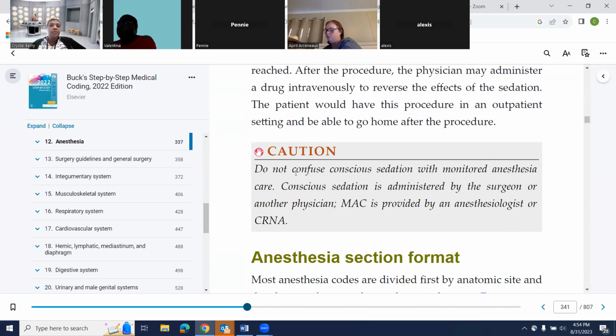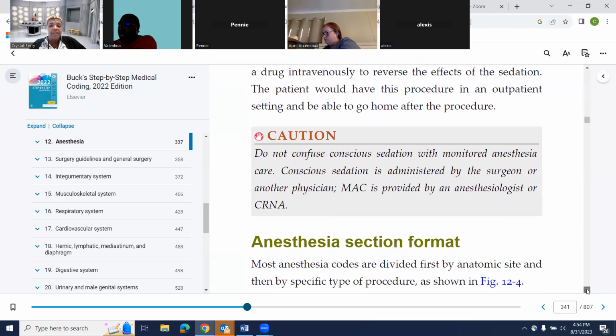So caution, make sure you always read what's in caution. When you have the hand up and the red and it says caution, it tells you, do not confuse conscious sedation with monitored anesthesia care. Conscious sedation is administered by the surgeon or another physician. MAC is provided by an anesthesiologist or CRNA. So make sure you never confuse the two.